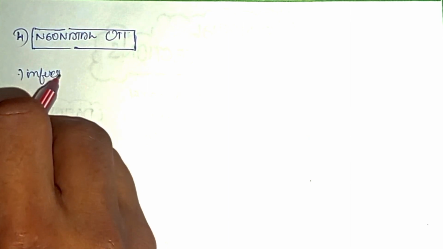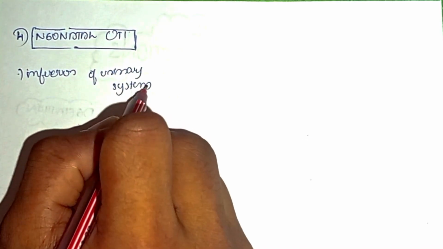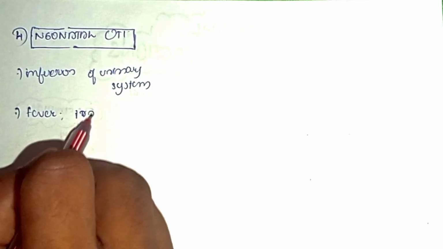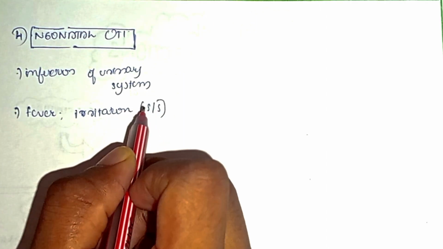It is the same type of infection, the only difference being that the infection occurs in the urinary tract system. Infections of the urinary system are called neonatal UTI. The main signs and symptoms of neonatal UTI are fever and irritability of the neonatal babies. They usually never stop crying, and there will be irritation for the babies.